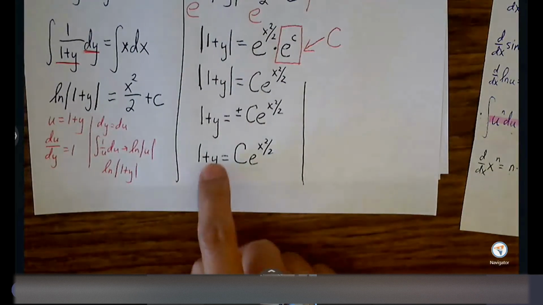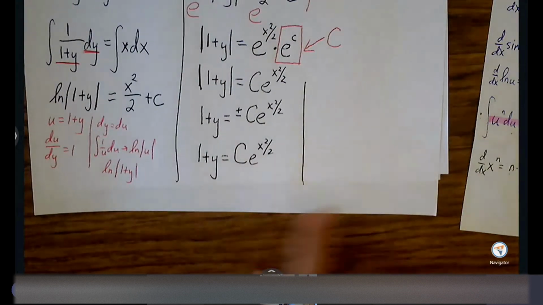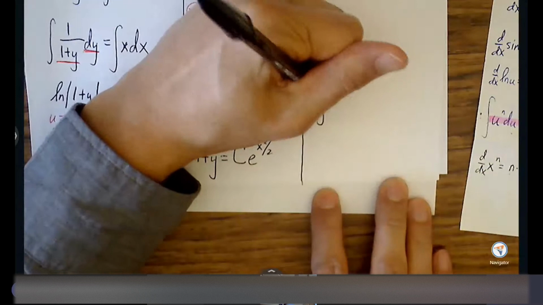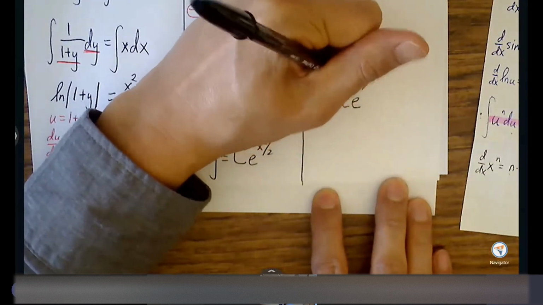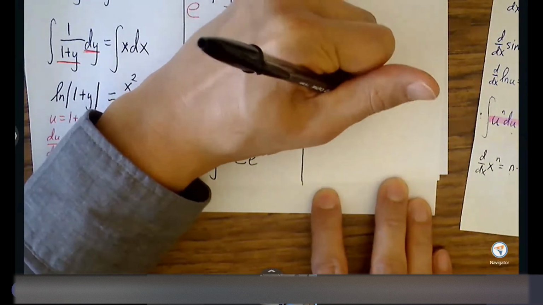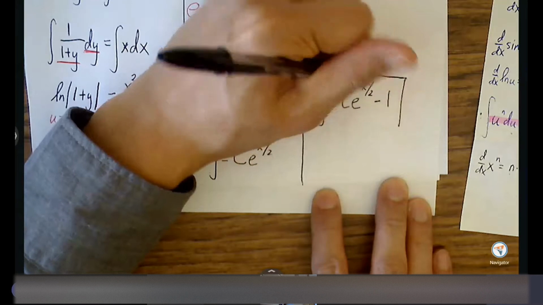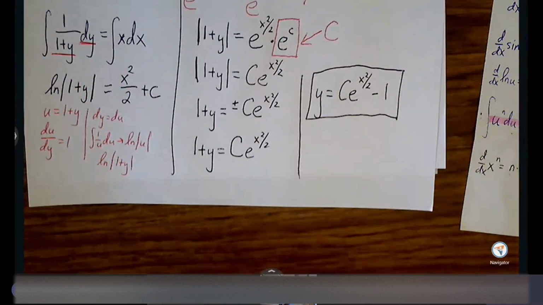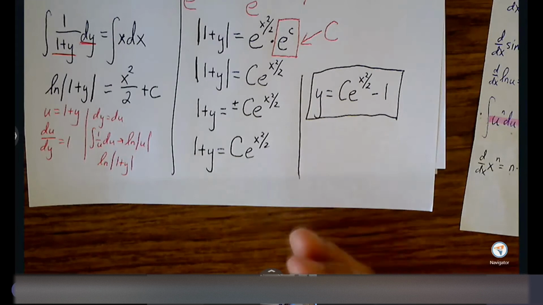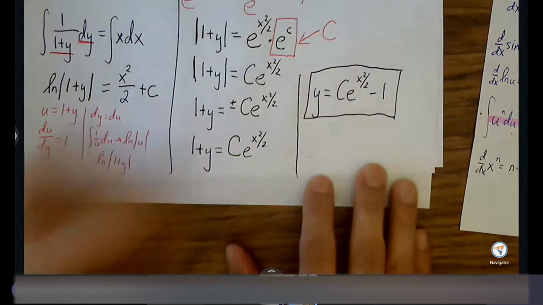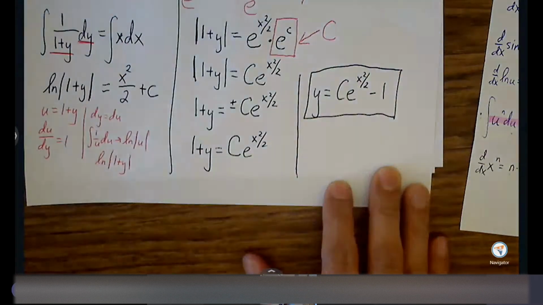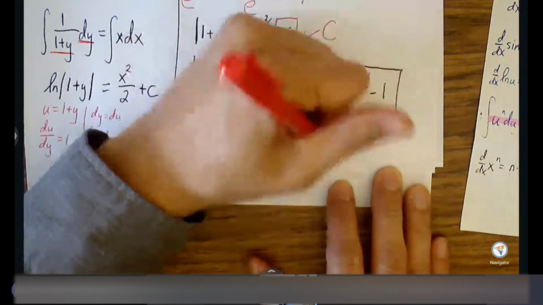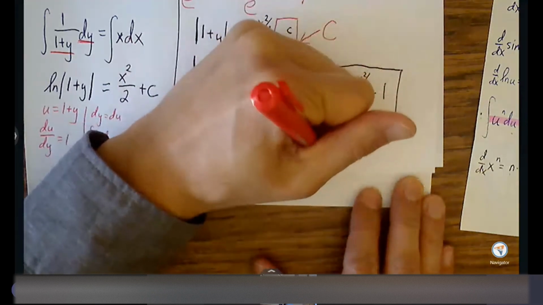And now we're one step away. Just have to subtract 1 on both sides. So this is a general solution because the problem did not provide us an ordered pair for us to solve for C. We're going to see that soon, but right now, the best we can do is produce this general solution.